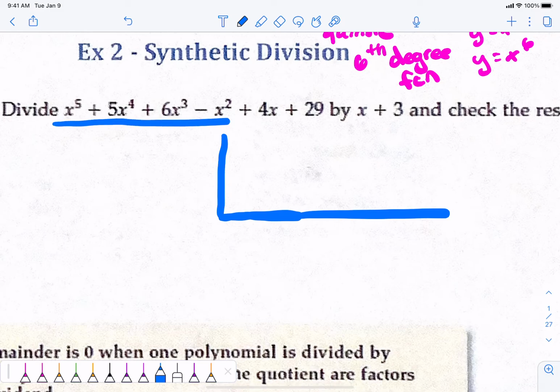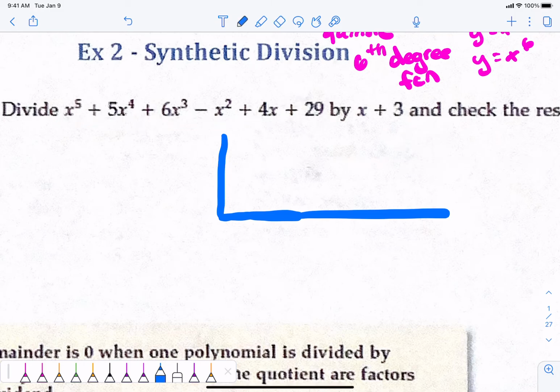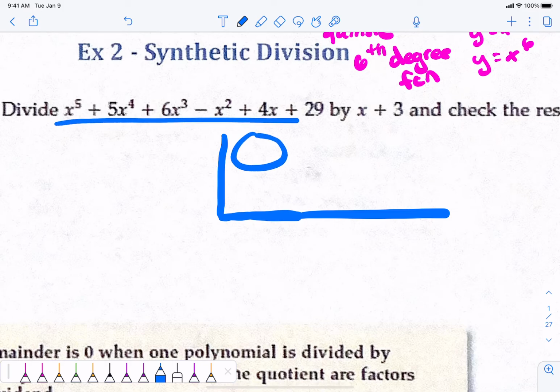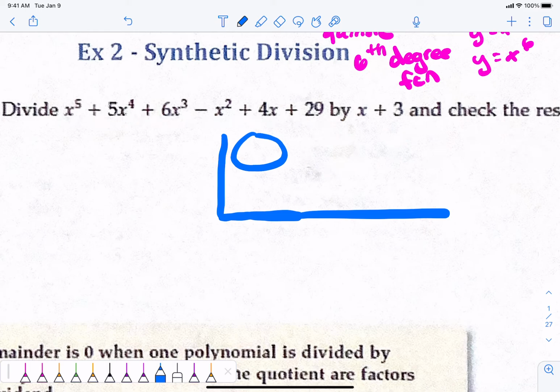Then you look at these numbers. This is what you're going to put in this spot right here. You've got to watch and you've got to listen, folks. The numbers that you get for coefficients here are going to go in these spots right here. The number in front of your x to the 5th power is a 1. You're going to put a 1 up here at the top. Then the next number is 5. Space them apart evenly so these don't just look like numbers going straight across.